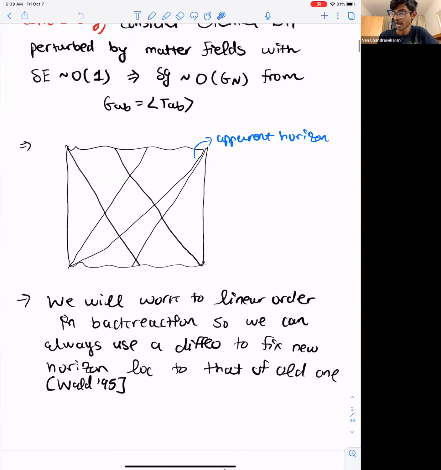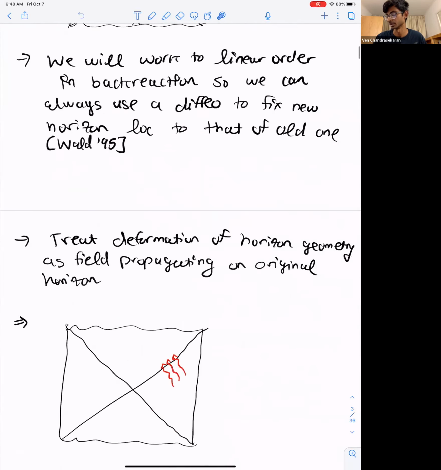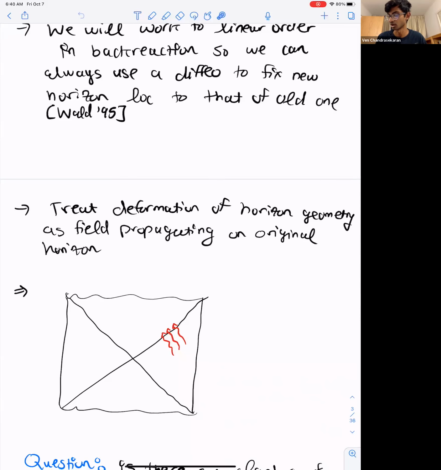But okay, so this is the most accurate picture. But since we're only going to be working to linear order in the metric perturbation, we can use a simplified picture that just makes the analysis a lot easier, which comes from the fact that at linear order, we can always do a gauge fixing of the new horizon so that it coincides with the original horizon before we did the perturbation, so that we can just do everything on top of the original eternal black hole geometry.